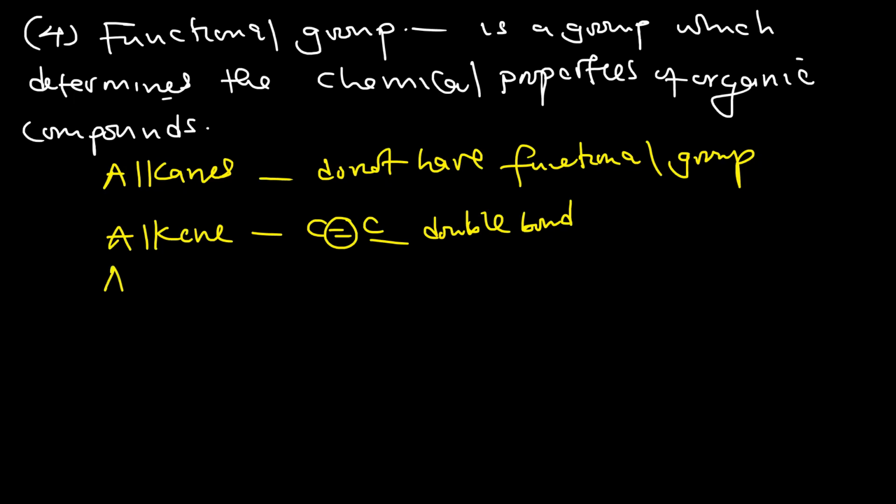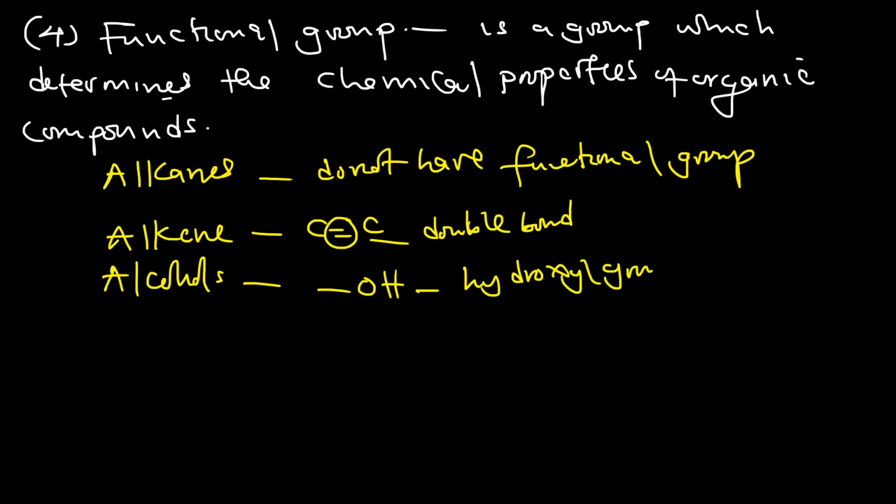Then we have alcohols. What is the functional group of alcohol? When you look at alcohol, each alcohol has the OH. That is how you know that this is an alcohol. This is called a hydroxyl group. So in other words, alcohol has a hydroxyl group as the functional group.